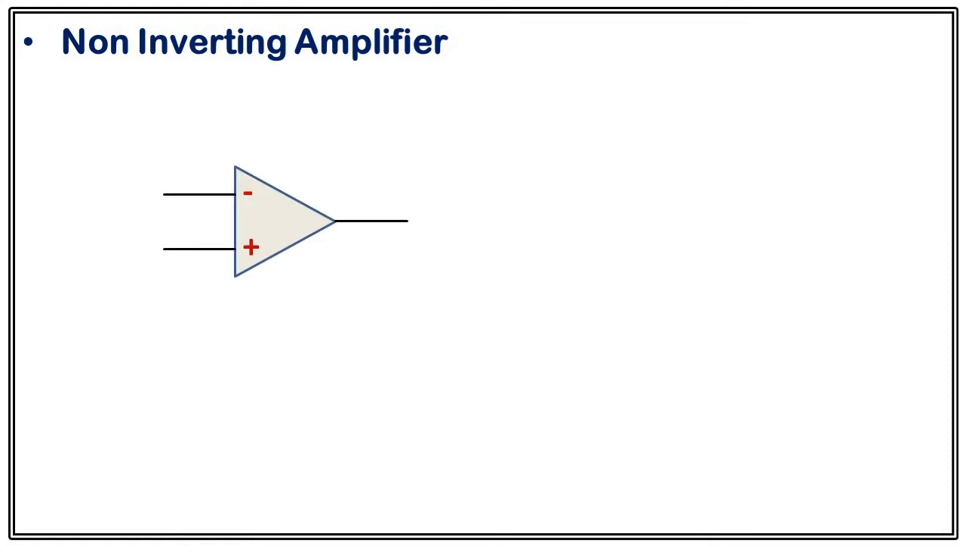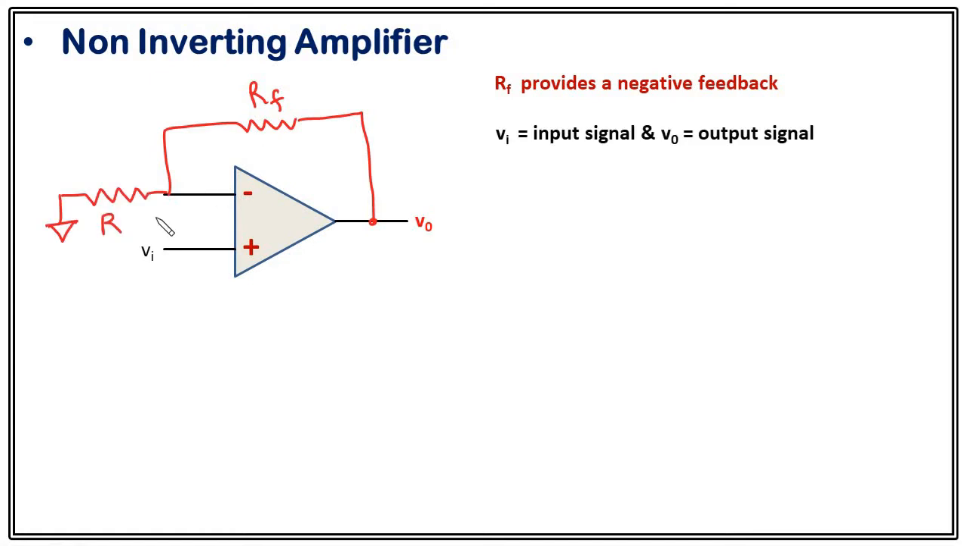Similar to the inverting amplifier, we need to provide a negative feedback here using a resistance RF because we want to control the gain of this op-amp. The input voltage will be connected to the non-inverting terminal of the op-amp, and the inverting terminal will be connected to a resistance R, and one end of this resistance R will be at the ground potential. Now let's say the output voltage is V0 and the input voltage is Vi.